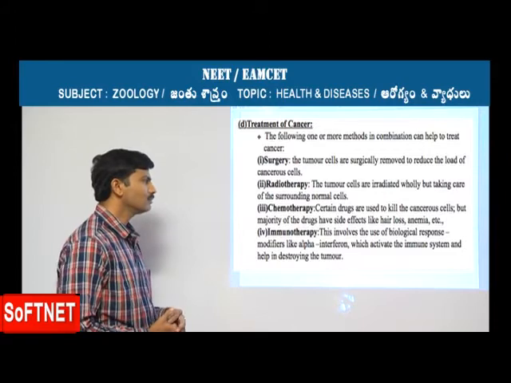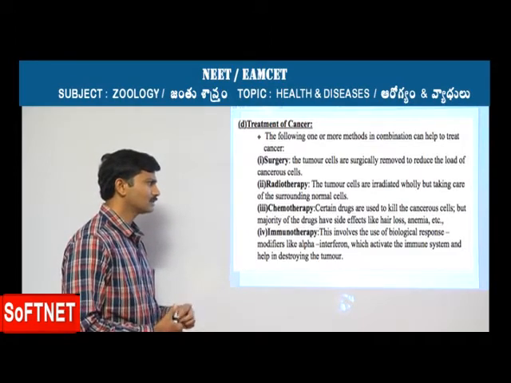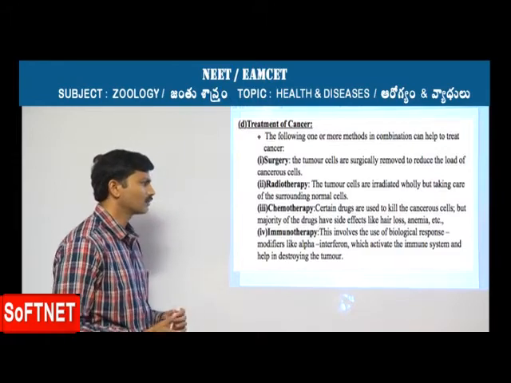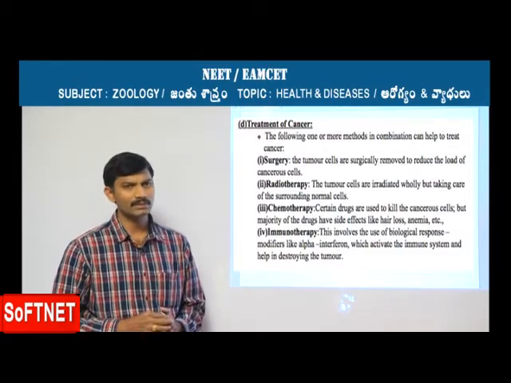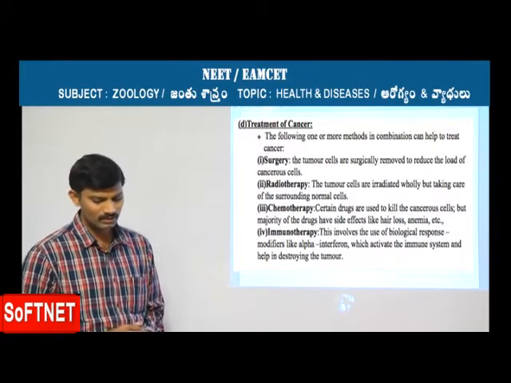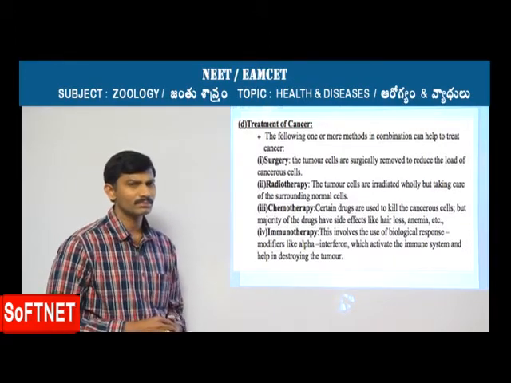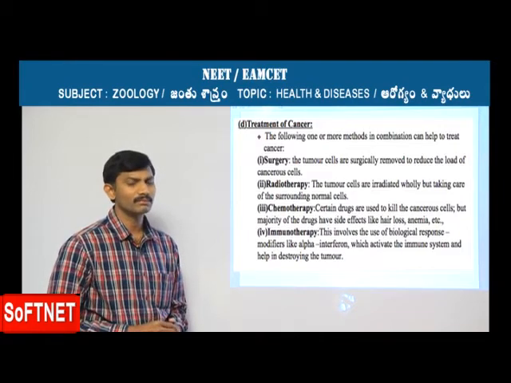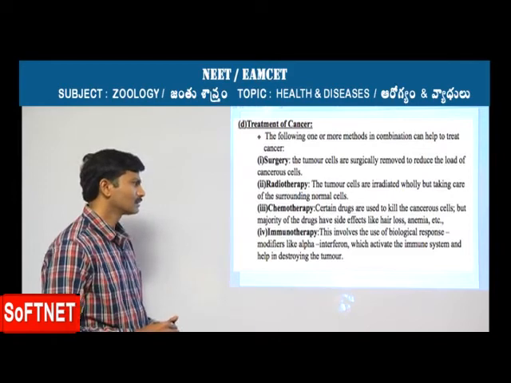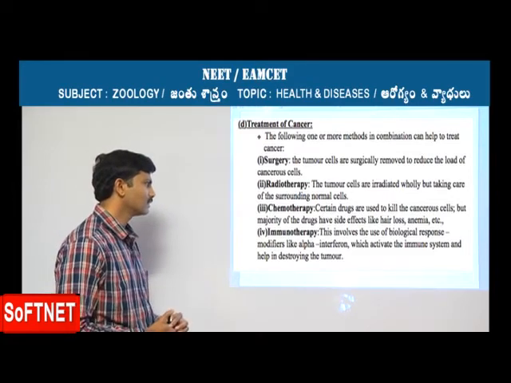And then chemotherapy, where certain types of drugs are used to kill the cancer cells, and major drugs have a lot of side effects, like the loss of hair from the body and skin, what we call alopecia, and a decrease in the number of blood cells, we call it anemic conditions. Some of the secondary symptoms also appear in case of chemotherapy.